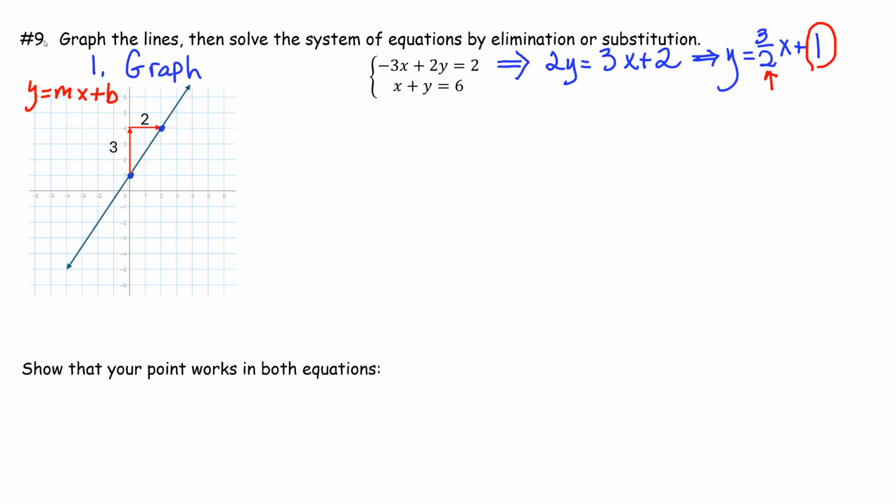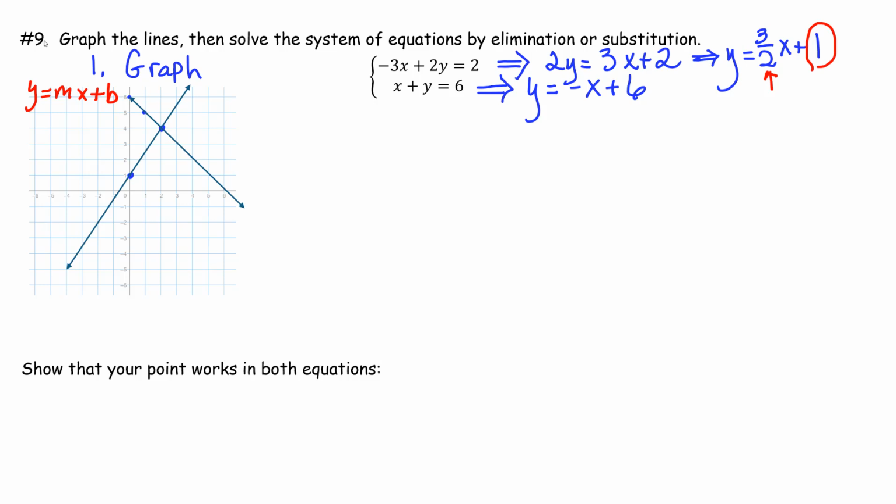Looks like that. All right, now let's look at the second line, x plus y equals 6. So we're going to get y by itself, y equals negative x plus 6. So now I can see that my y-intercept is 6. So I can put a dot right there on the y-axis at 6. And my slope is negative 1. So I can go over 1 and down 1. And that will be another point on the line. So I can draw the line right there. So those are my 2 lines. And I can see that it looks like they cross at 2, 4.